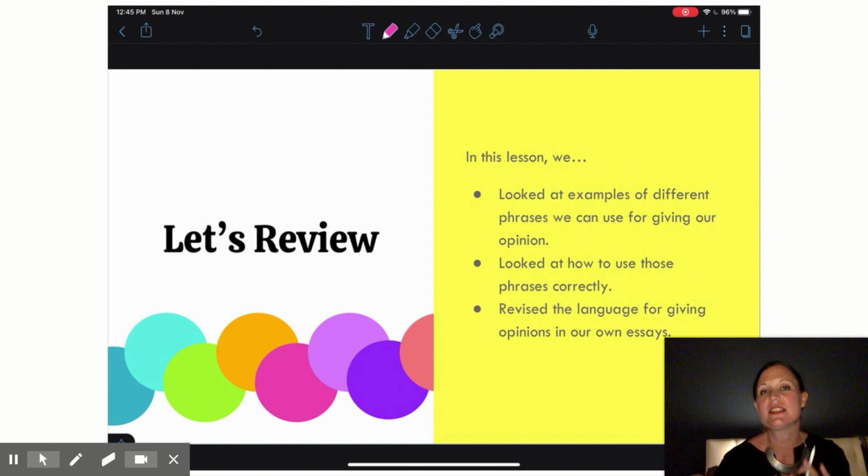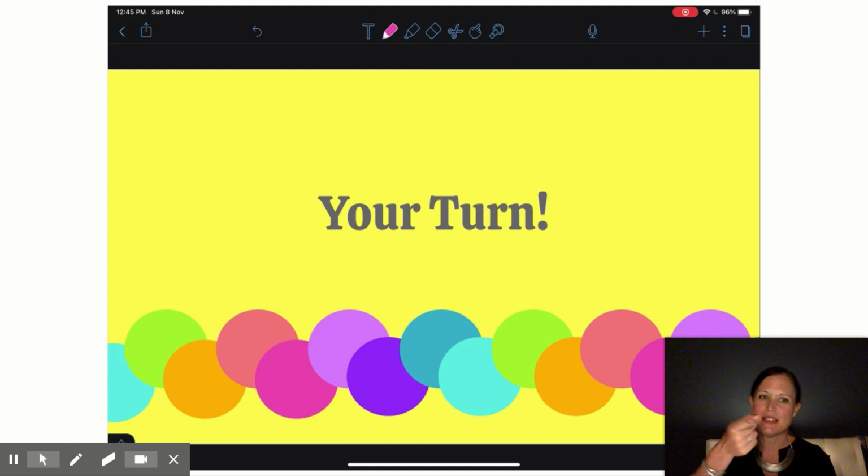So now let's review what we've learned today. In this lesson, we looked at different examples or different phrases we can use for giving our opinion. And then we looked at how to use those phrases correctly. And finally, we've revised the language for giving opinions in our own essays. So now it's your turn.